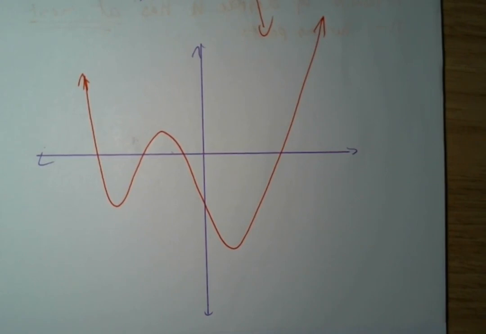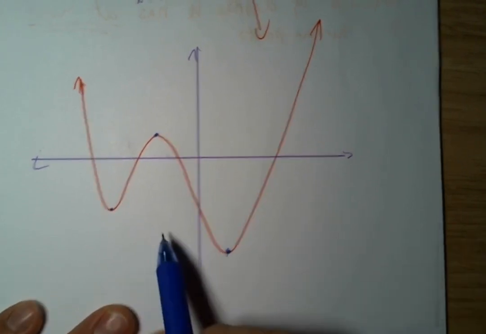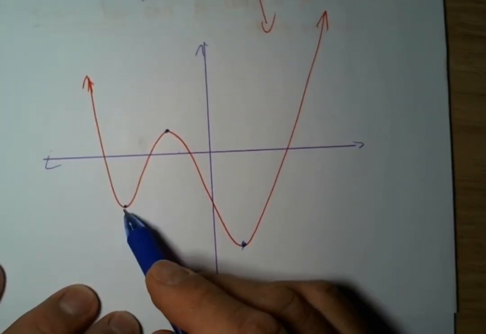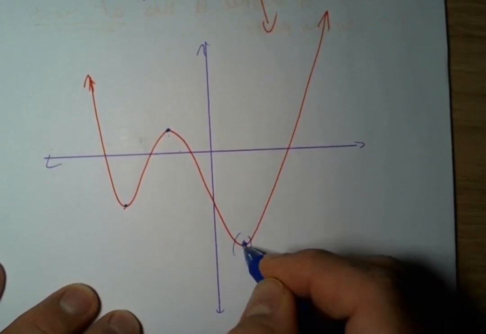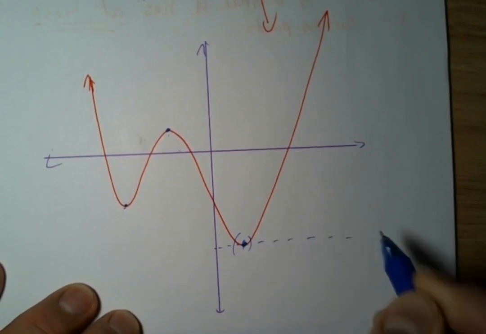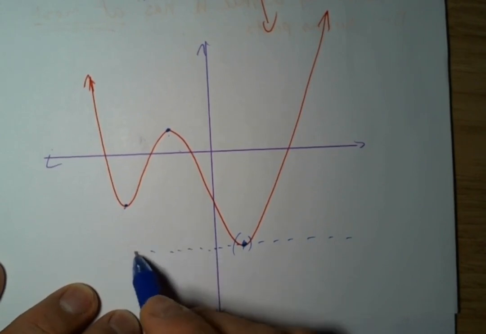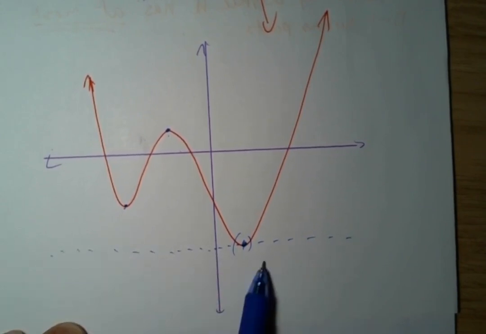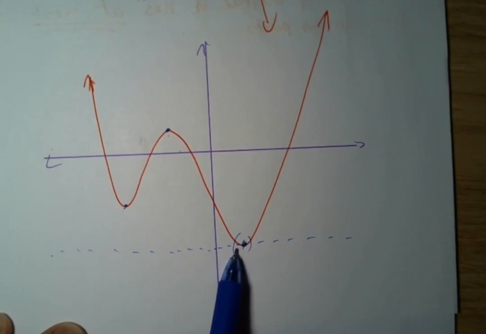Now, previously we've identified local extrema. Just looking at the graph, this is a local min, local max, local min. But in this particular case, I actually have a global min, because if I draw a straight dotted line here, there are no values of the function that drop below that line. That's what distinguishes a local min from a global min. This is the lowest the function gets.